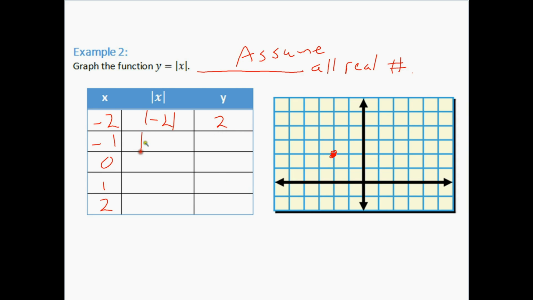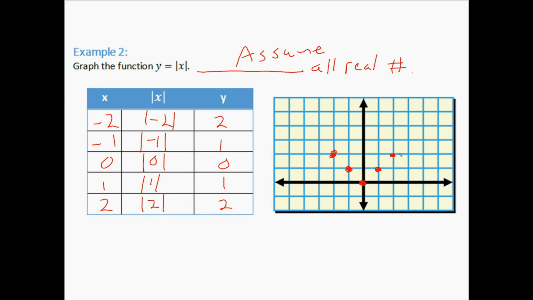Next one, the absolute value of -1 is just 1. So -1, 1. Absolute value of 0 is just 0. So we have the point 0, 0, which is our origin. Absolute value of 1 is 1. So we have the point x is 1, our y value is 1. And then the absolute value of 2 is 2.